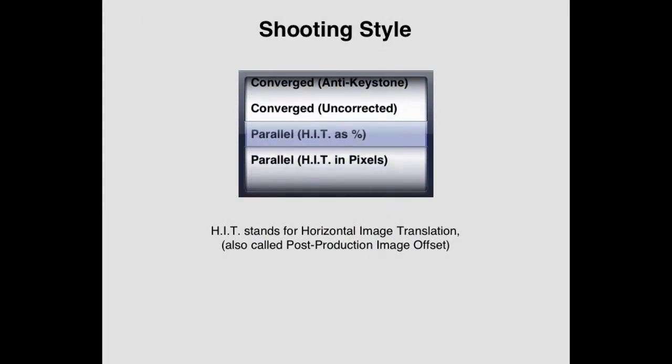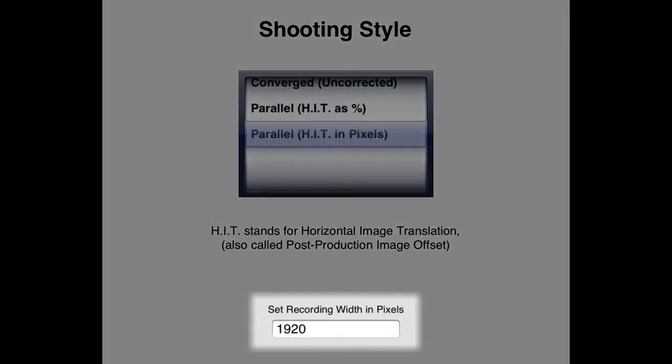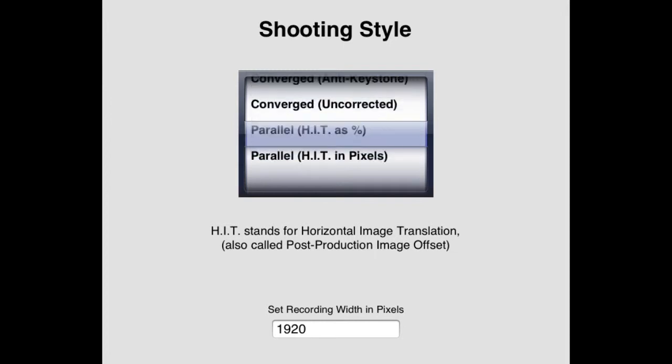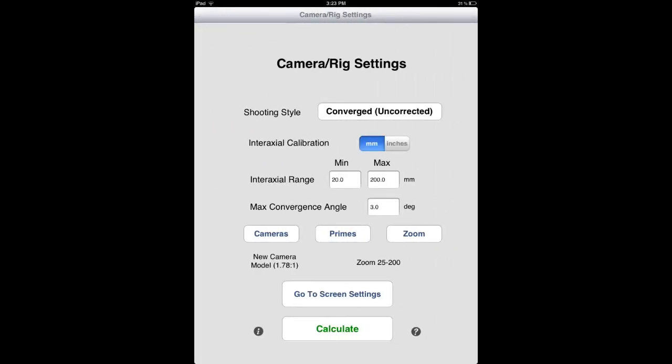The first parallel style is HIT in percentage, and when this is selected, the calculator will display HIT as a percentage of your total screen width. Finally, parallel HIT in pixels will show you the HIT in pixels based on the recording width in pixels, which appears when this style is selected. Right now, however, let's go back to the converged uncorrected style, as that shows the most information on the calculator.